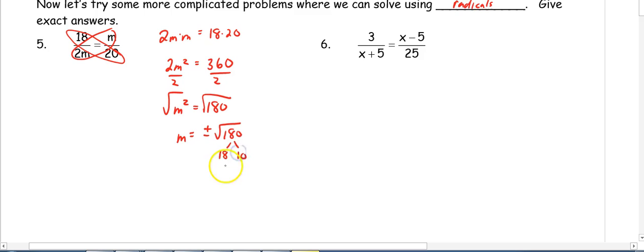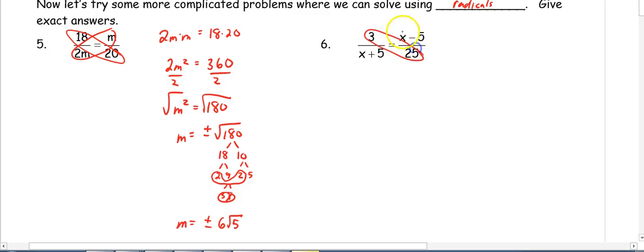So 180 breaks down to 18 and 10, 2 and 9, 10 breaks to 2 and 5, 9 breaks to 3 and 3. So we have a pair of 3's and a pair of 2's. So those multiply together outside. 3 times 2 is 6, and there's a 5 left over in the square root.